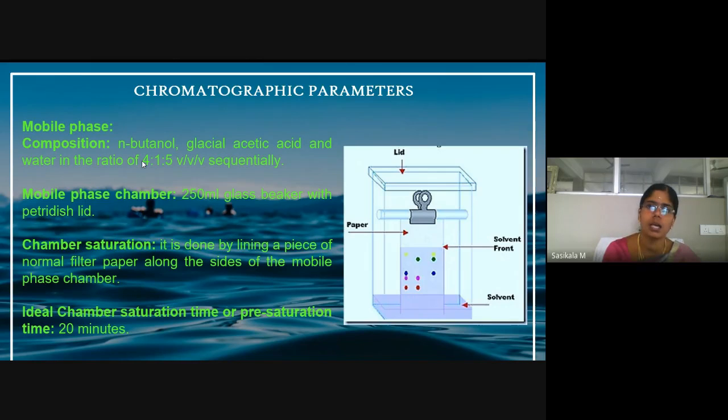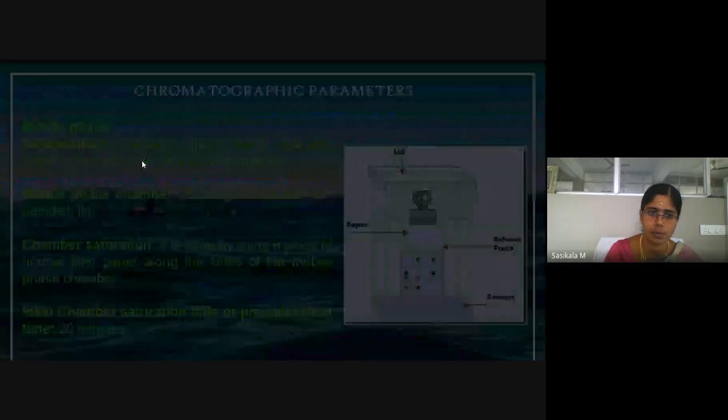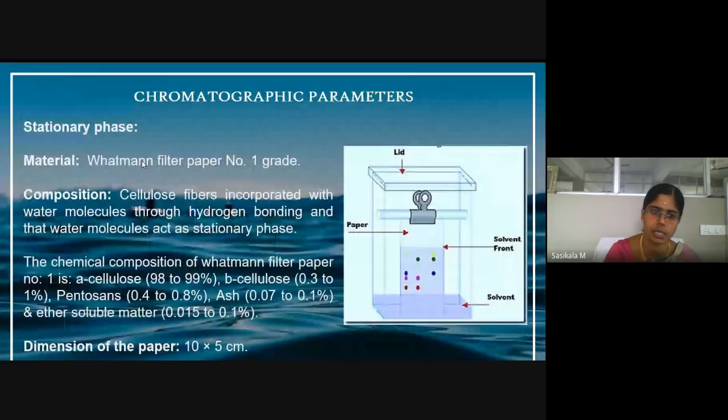It will be comprising organic phase and aqueous phase. In a mobile phase itself, it will be having organic phase and aqueous phase. What organic phase we are using here? N-butanol and glycolic acid. What is aqueous phase? That is water. The stationary phase is composed of water, that is the aqueous phase.